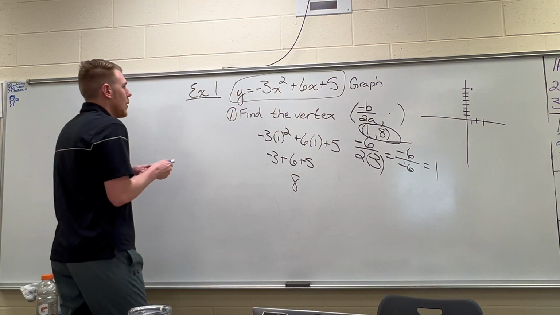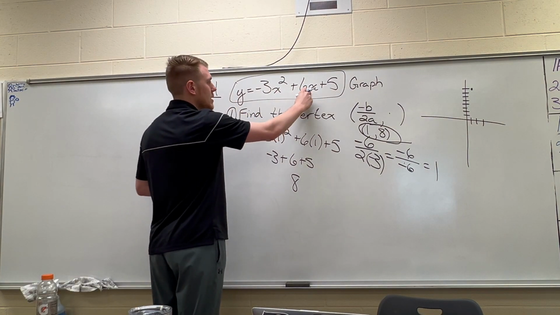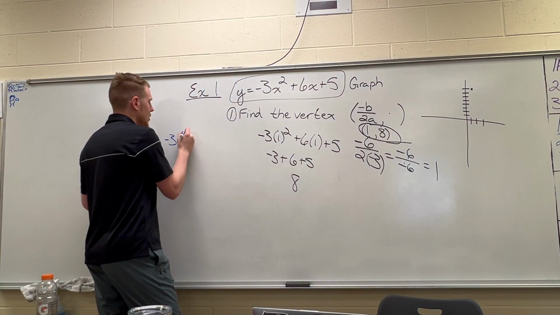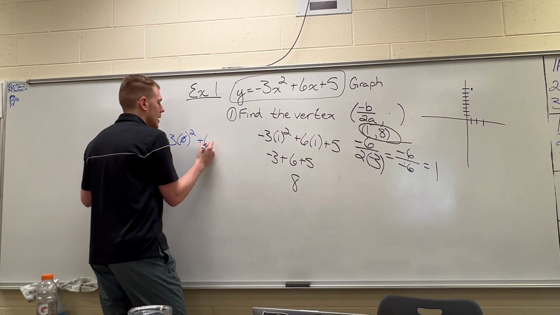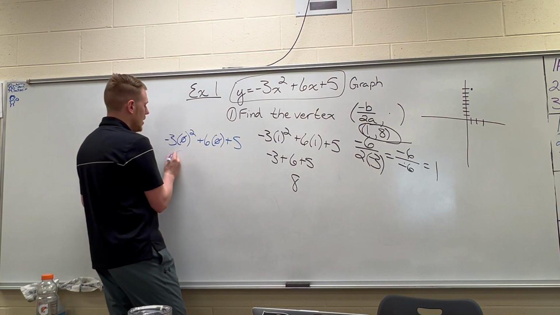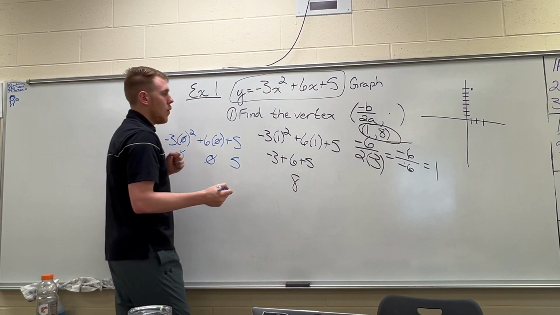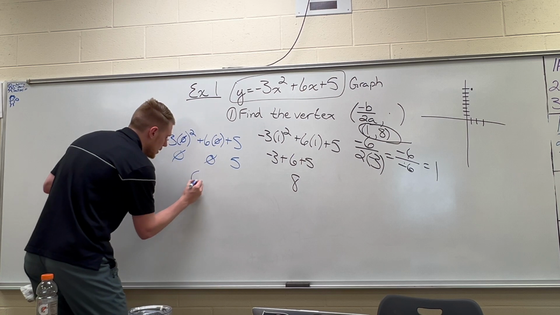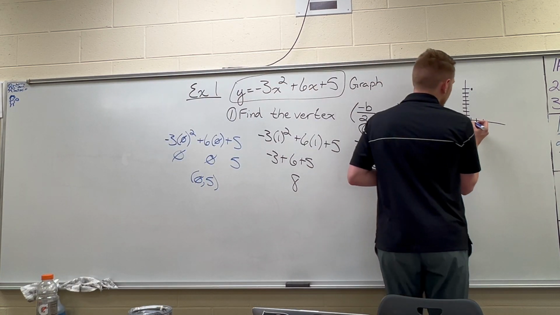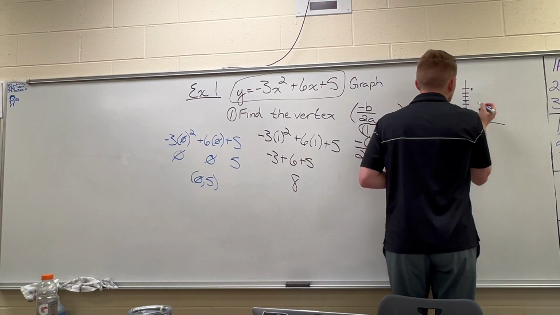Okay? If I plug 0 into the equation, anything times 0 is 0. So this is going to be 0. This is going to be 0. It's just left me with basically negative 3, and I'll write it out so you can see it, times 0 squared, plus 6 times 0, plus 5. Like I said, anything times 0 is going to be 0. 5. So my point is going to be (0, 5). So I can come over here, 0, 1, 2, 3, 4, 5. Okay?